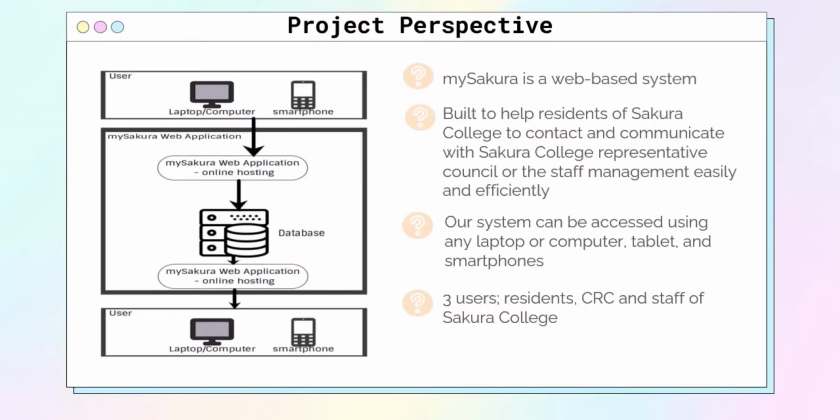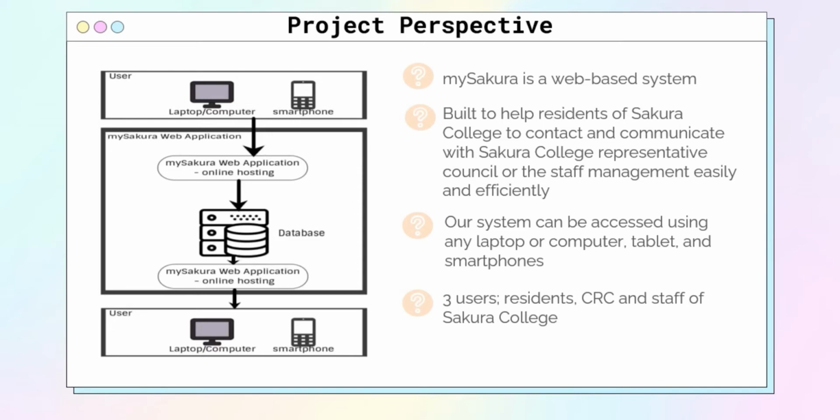In project perspective, mySakura is a web-based system. This web-based system is built to help residents of Sakura College to contact and communicate with the Sakura College Representative Council or the staff management easily and efficiently. Hence, the residents can contact them without using WhatsApp or walking in to the Sakura College office. Also, the communication and relationship between both parties will be greatly enhanced because of how easy and efficient the system is to help solve the problems between both parties.